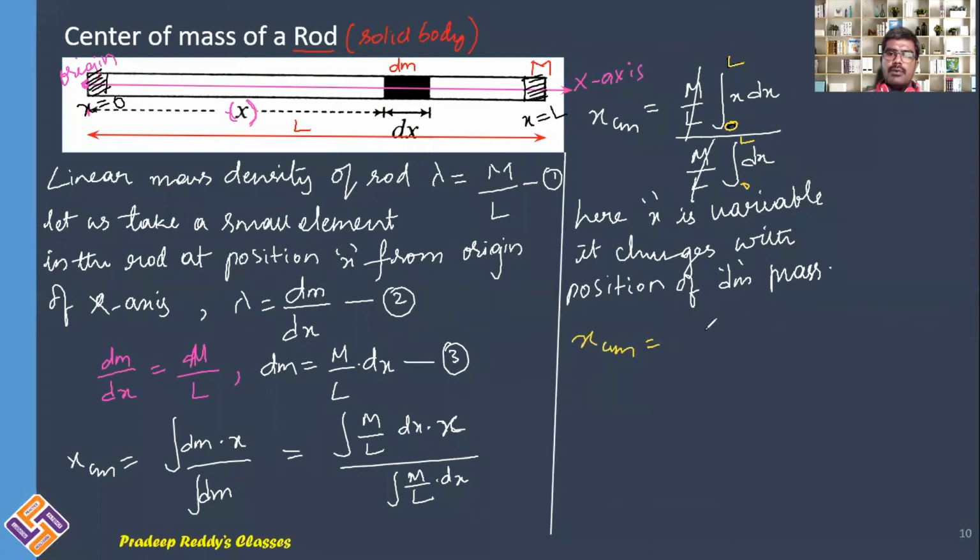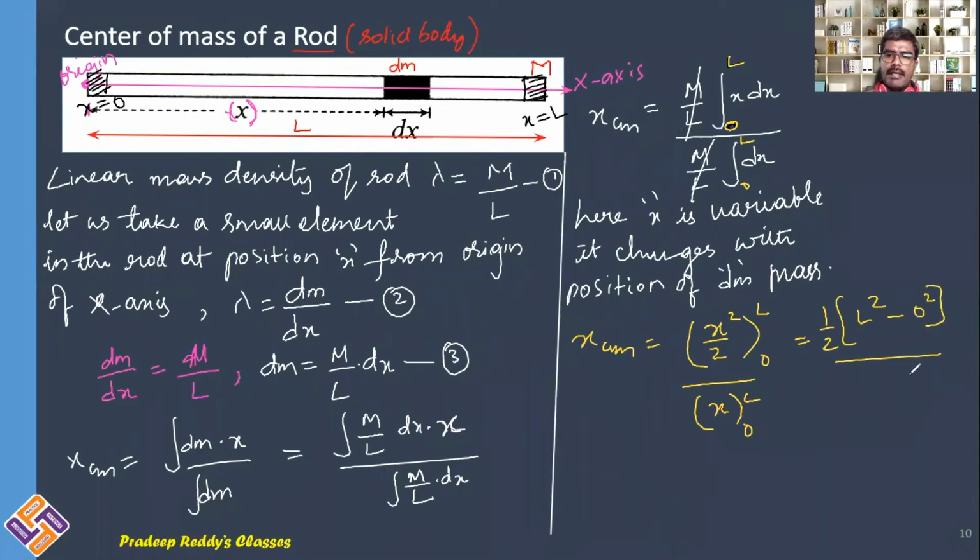xcm is equal to the integration of x dx, which is x square by 2, with limits from 0 to L, divided by the integration of dx, which is x, with limits from 0 to L. Now substitute the upper limit here: it is L square into 1 by 2, minus 0 square for the lower limit, divided by L minus 0. Now this is xcm equal to 1 by 2 into L. This is L by 2, half of the length. So xcm is equal to L by 2.